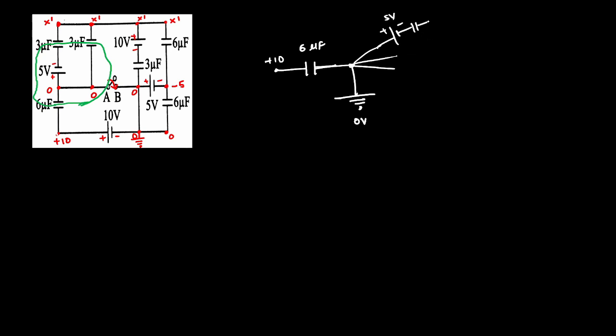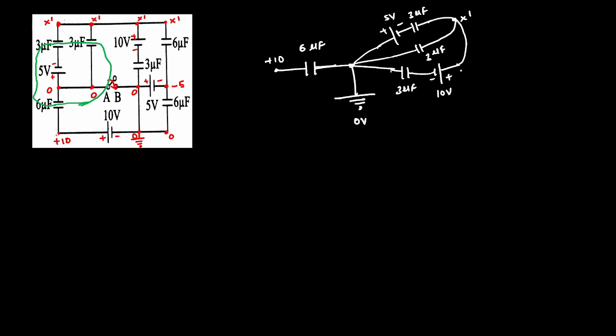Then a 3 microfarad, followed by x dash. That is the potential there. Then the other one is just 3 microfarad to that point. Then the one more is 3 microfarad, followed by 3 microfarad, followed by plus 10 volts. I'm just redesigning the circuit here. That is connected to x dash.